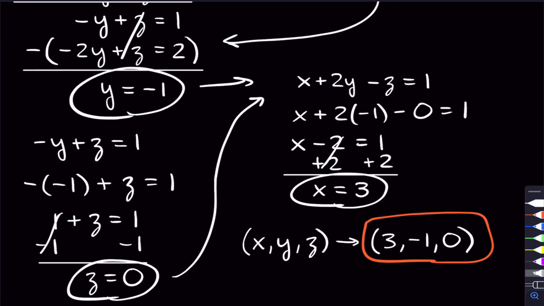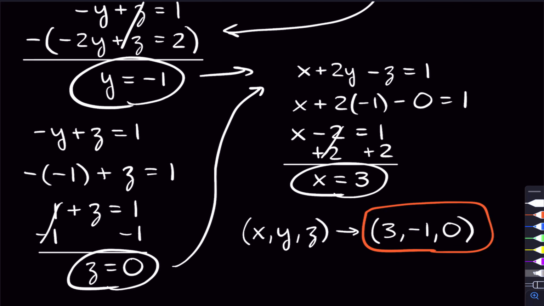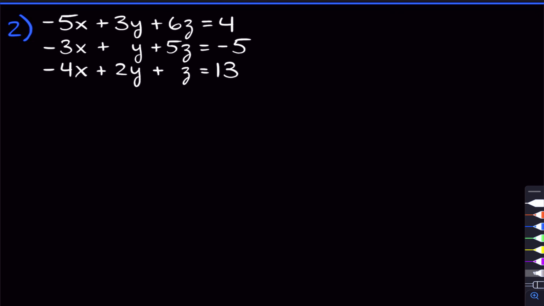So with that, we have our answer for problem 1. So now what we're going to do is move on to a harder system of three equations.